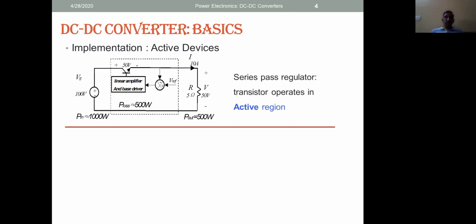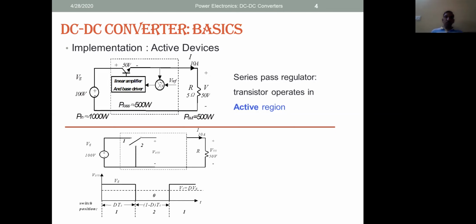I do have 1000 watt source, 500 watt load. The rest 500 watt is dissipated across this linear amplifier or a series regulator. For that, I do have a feedback arrangement and a reference voltage so that an error signal can be generated and fed to control the base bias of a transistor or a gate drive for the MOSFET or IGBT. So if I want to model this or go for a simplest circuit using a switch instead of a linear amplifier, I will do it like this. See again, the source. Instead of amplifier, I'm showing a switch, the simplest topology, and a load.